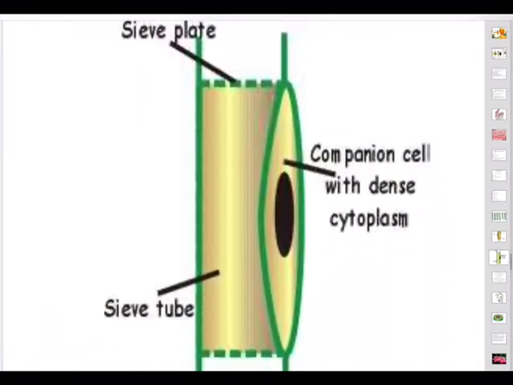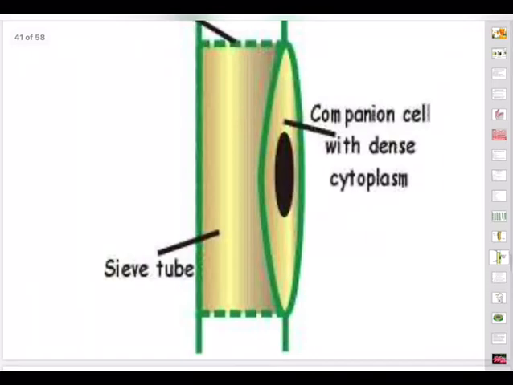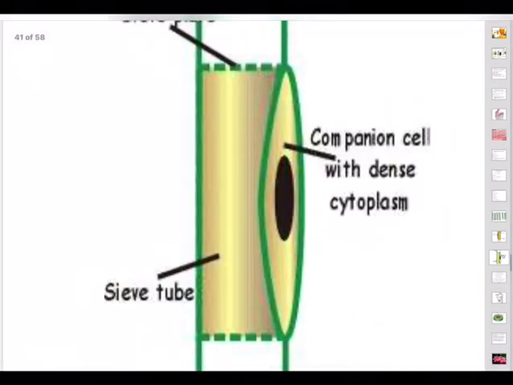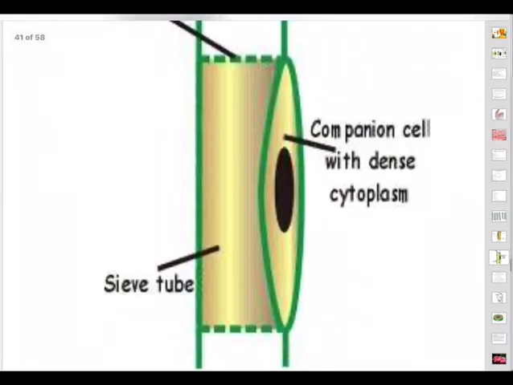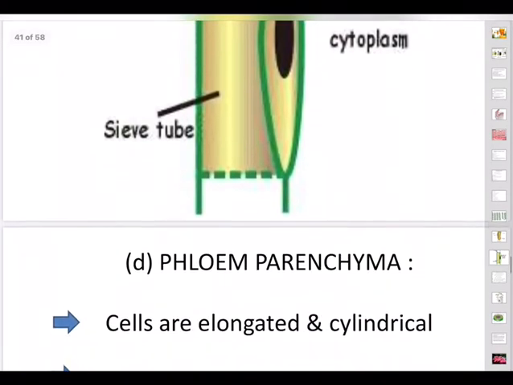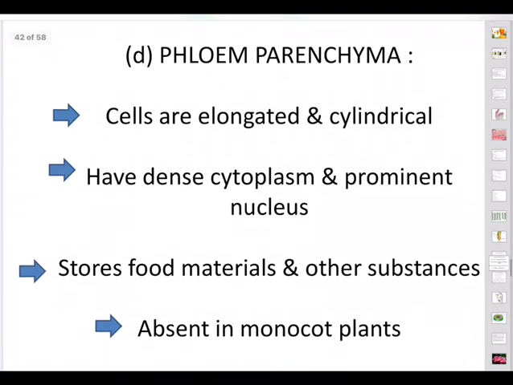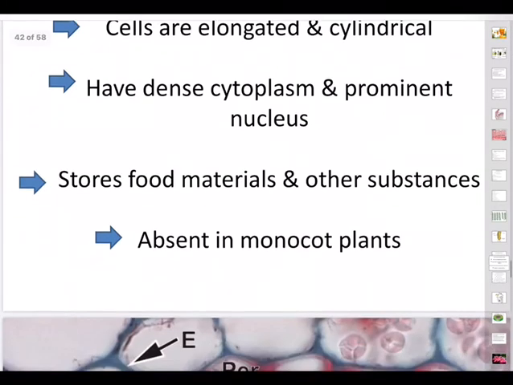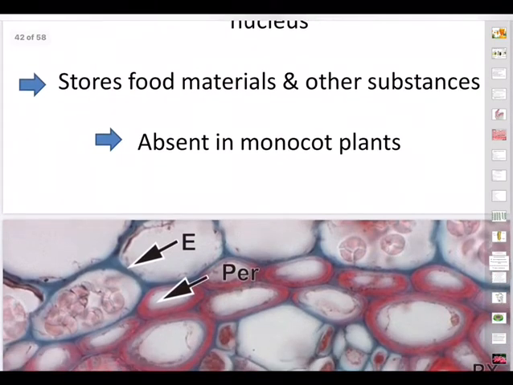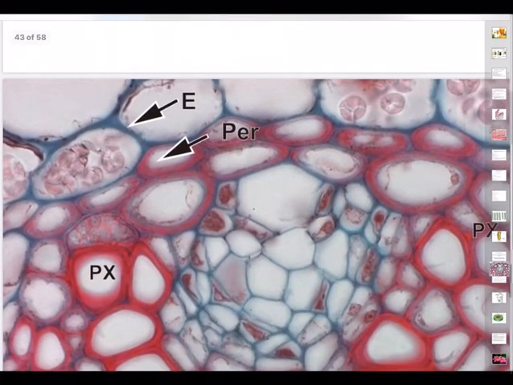And the sieve plate, and look at this companion cell with a dense cytoplasm, and sieve tube. So this is our phloem. Basically, a phloem tissue will be like this: a sieve plate, a sieve tube, and a companion cell with dense cytoplasm. And phloem parenchyma: cells are elongated, cylindrical, have dense cytoplasm, a prominent nucleus, store food materials and other substances, and this is responsible mainly for storage.